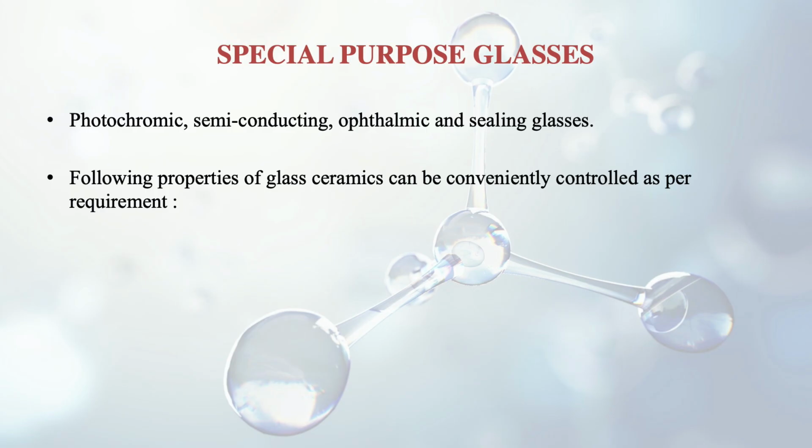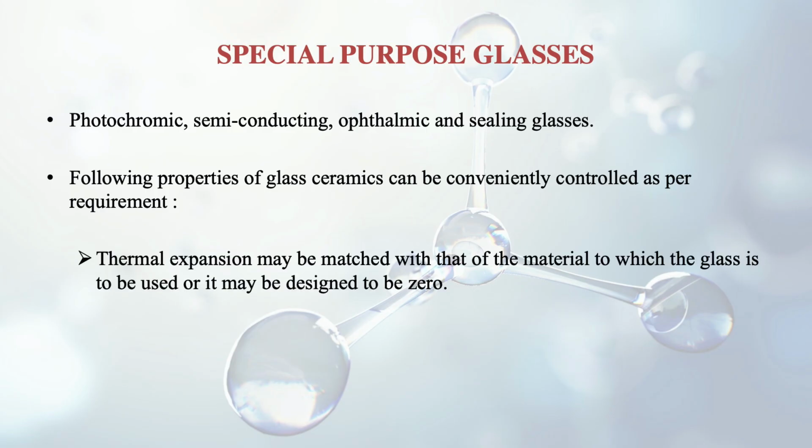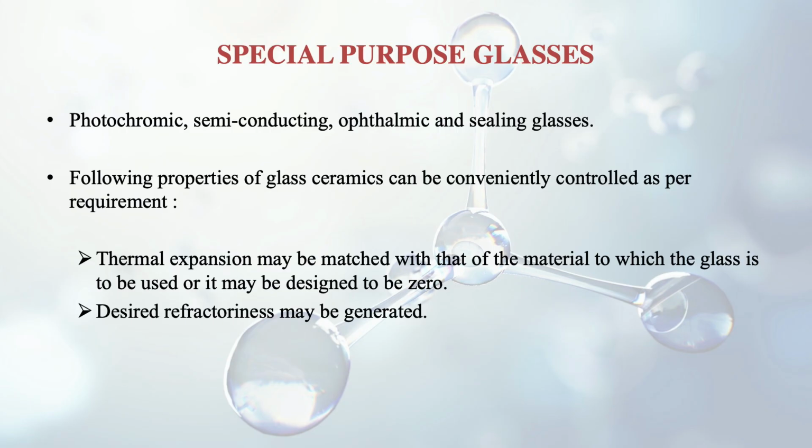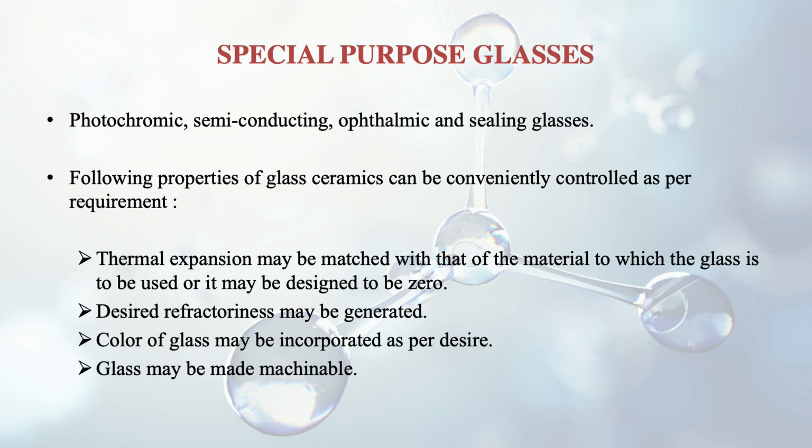First of all is the property of thermal expansion, which may be matched with that of the material with which the glass is to be used. And why does it have to be done? So that no residual stress comes in. So both this glass and the other material being used will have matched thermal expansions. Then the desired refractiveness has to be generated. Then the color of glass may be incorporated as per desire. Also the glass has to be made machinable in certain cases.